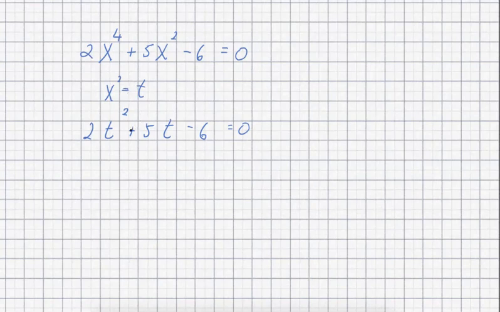So here you will solve for t, and then you will get 2 answers, and then you will do x squared equals the first answer, and x squared equals the second answer. Got it? Now, same thing you do if you have, let's say, 2x to the power of 6 plus 5x to the power of 3 plus 6 equals 0. What do you do here?